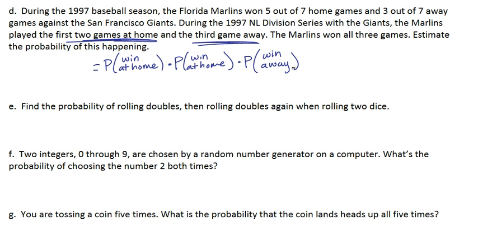And if I look at the information they gave me, they actually told me these probabilities. It says they won 5 out of 7 home games against this team. So we got 5 out of 7 home is their probability of winning at home. They won 3 out of 7 away games. So 3 out of 7 for the away. And when I multiply that together, I get 0.219.